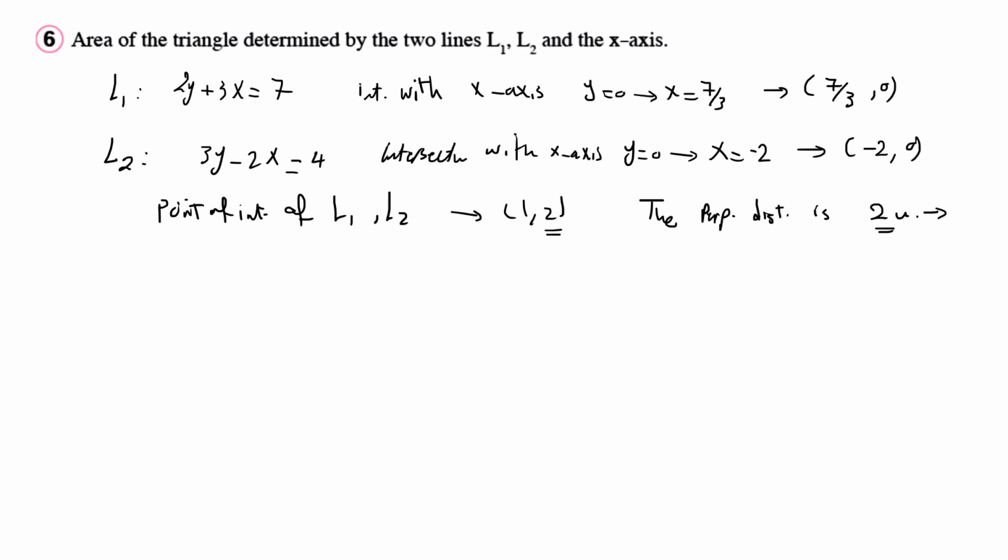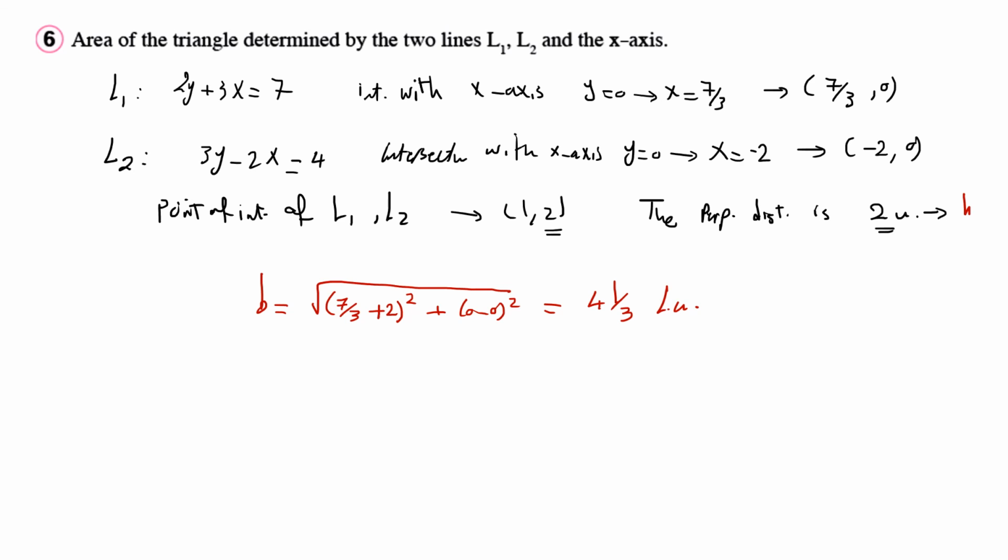And this represents the height of the triangle, and we want to find the length of the base of the triangle. So we can use the rule of distance between (7/3, 0) and (negative 2, 0). So the base will equal the square root of (7 over 3 minus negative 2, which is plus 2) whole power 2, plus 0 minus 0 whole power 2. So it will be 4 and 1 over 3 length units.